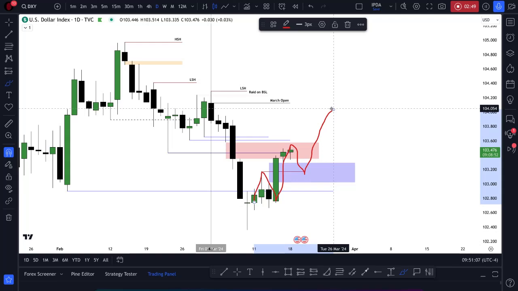To what degree we get to, maybe we potentially get back to March's opening price. We could get back there. Or we get back up to some type of previous daily high. So price runs previous daily highs that have not been mitigated yet.